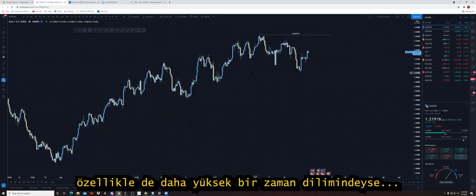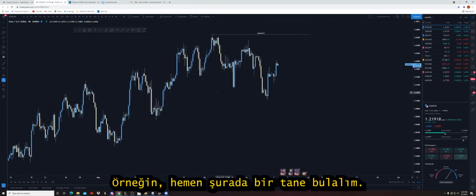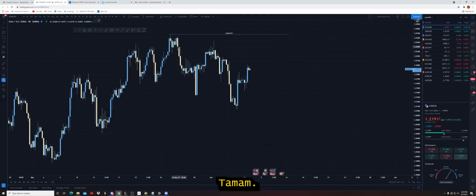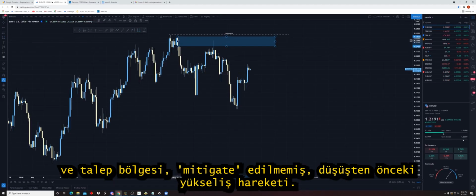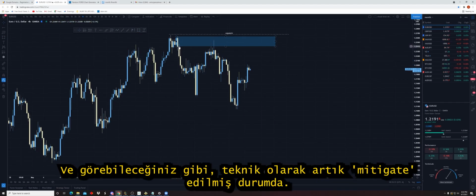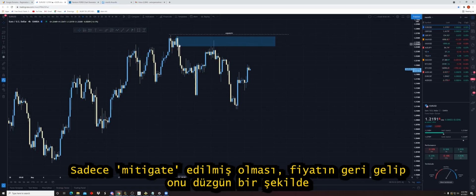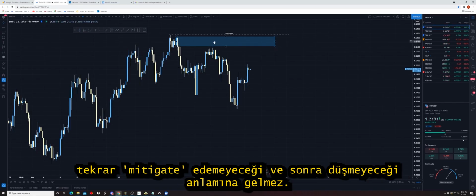a higher time frame, right? So for instance, if we just go ahead and find one right here, this right here, as we all know, is of course a supply and demand zone, an unmitigated one, a move up before a move down. And as you can see, it's technically mitigated. Now, just because it's mitigated doesn't mean price can't come back up and mitigate it again, and then drop off.